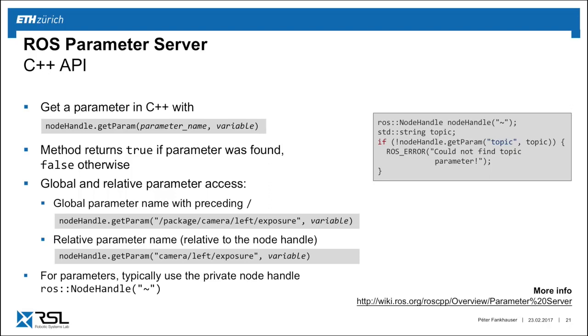What we did here is have it conditionally checked if it returns true. If it's found, everything is okay. But if not, we spit out the message saying ROS error, could not find the parameter. So the user is warned he didn't define the parameter correctly and your program will not work as expected.